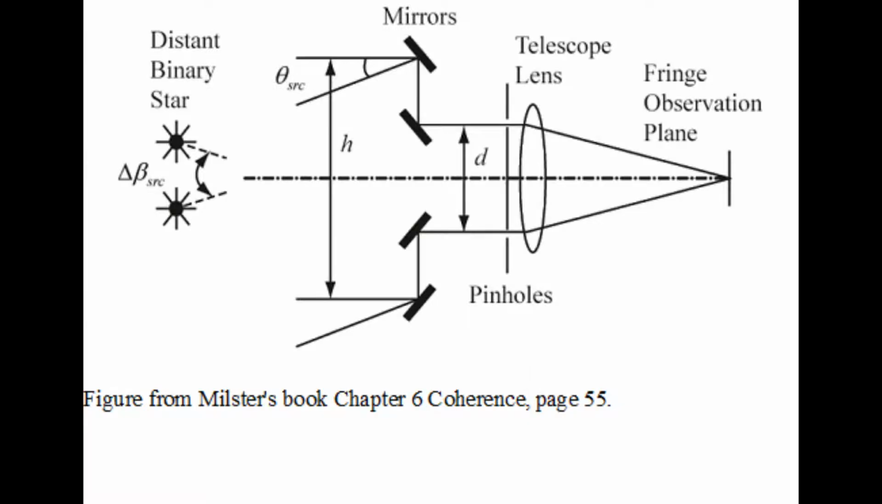This is the classical setup of a Michelson Stellar Interferometer, where it shows the two different waves coming in at some angular separation and being imaged down through reflections and refractions through a pinhole onto an observation plane to create fringes of equal thickness. In this setup, changing the separation D, as outlined in the image, will change the fringe spacing itself. And changing H, the mirror separation, will change the visibility.